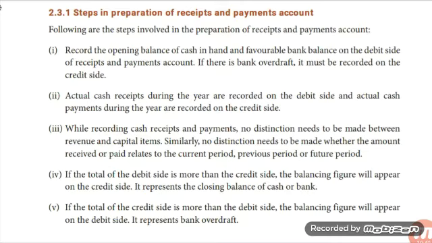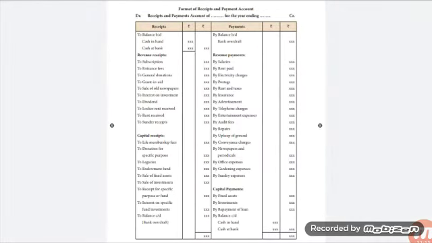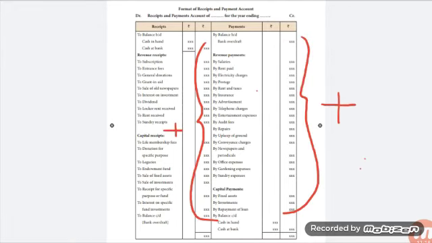If the total of the debit side is more than the credit side, the balancing figure will appear on the credit side and it represents the closing balance of cash or bank. Children, if the total of the credit side is more than the debit side, the balancing figure will appear on the debit side and it represents bank overdraft. Okay children, while solving one problem, you will get more idea.